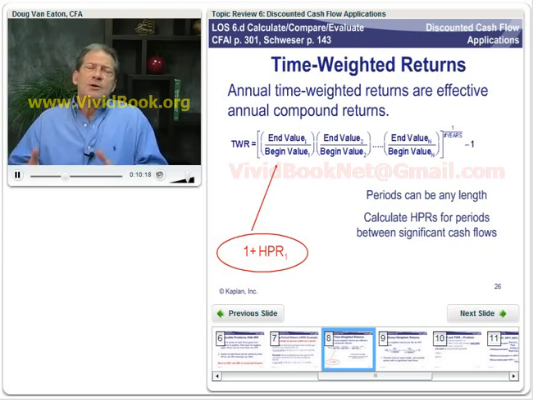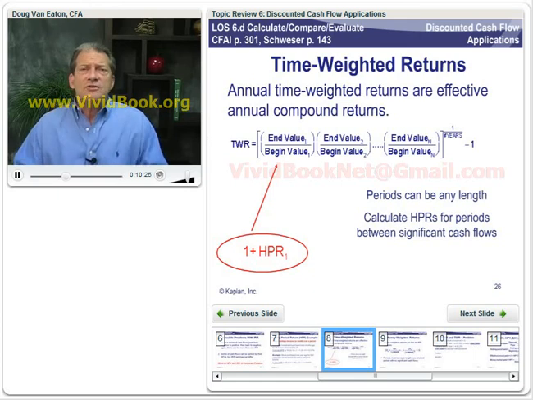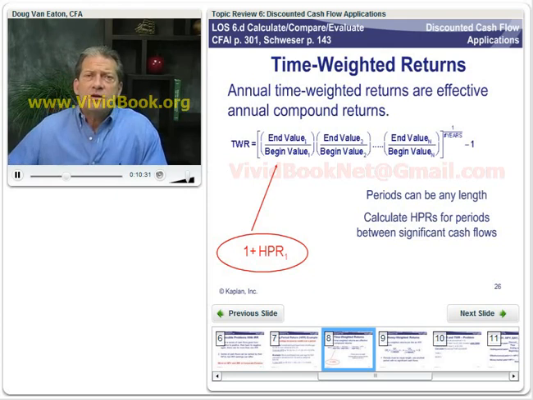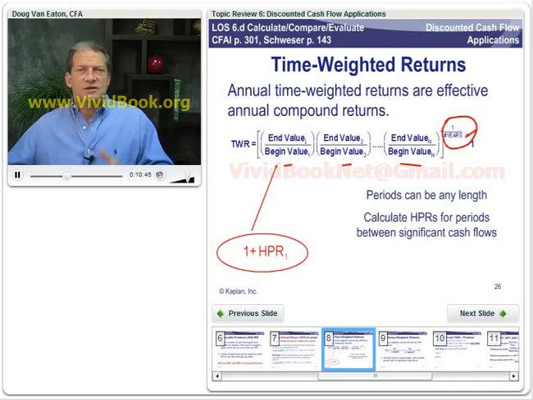So for each period during which there aren't any significant cash flows in or out of the account, we calculate the holding period return. And these periods can be of any length, because what we're going to do is string them together, compound these returns out, and however many years that's for, we take that to the power 1 over the number of years, minus 1, and we get the equivalent compound effective annual rate.